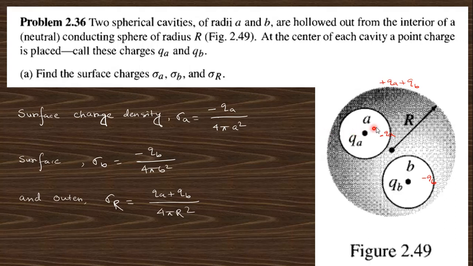So the surface charge density at that region will be minus qa by 4 pi a square, and for that region minus qb by 4 pi b square, and for the metal sphere it will be qa plus qb by 4 pi r square.